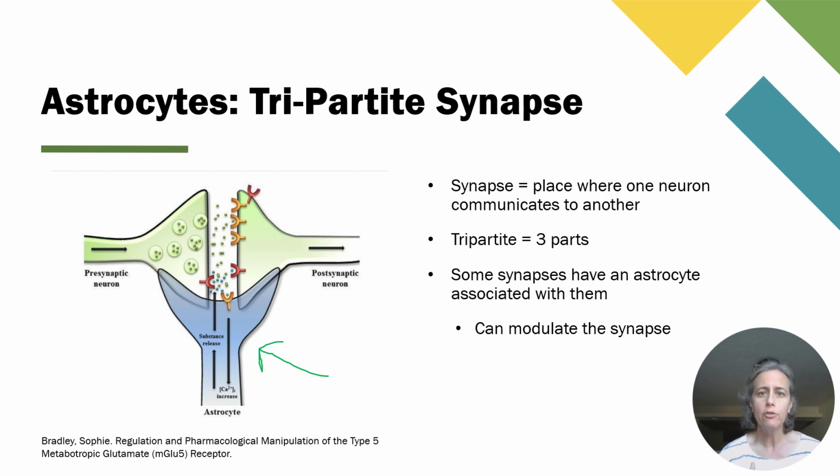So the astrocytes, job number 1, blood-brain barrier. Job number 2, modulating synapses as these 3-part or tripartite synapse. It's a 3-way.